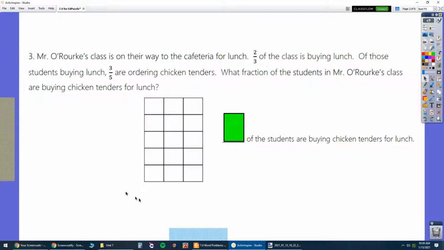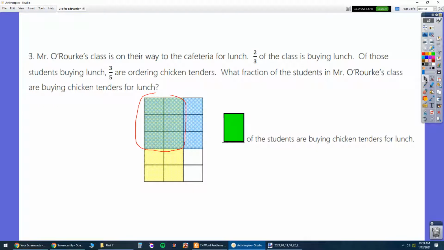2/3 of his class is buying lunch. 2/3. So I'm going to shade in 2 out of the 3 columns. Why? Because 2 pieces out of 3 is the fraction 2/3. Of those students buying lunch, though, they're not all ordering chicken tenders. 3/5 of them are. 3/5 out of these. So if I shade in 3/5, the part I'm looking for is the part that overlaps, right? Here are 3, right? 1, 2, 3 out of 4, 5 rows. 3 out of 5 rows.